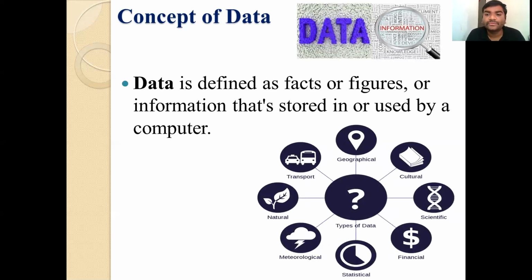Next, there are a lot of types of data from which we can collect information: geographical data, cultural data, scientific data, financial data, statistical data, meteorological data, natural data, transport data, banking data. These are some types. But apart from these, a lot of other types of data are available, from which you can collect information. Such collective information is called data.